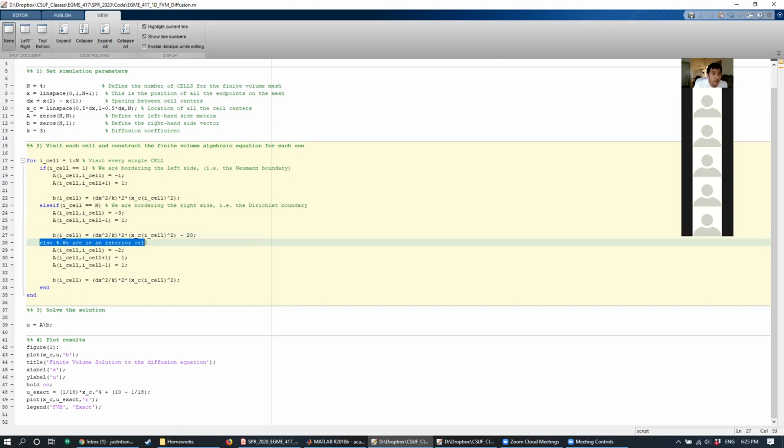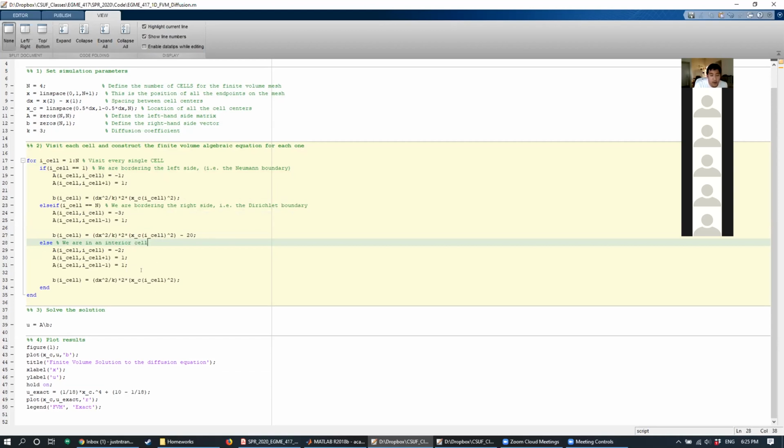All right. And then finally, we have the else statement. So the else is going to be, remember, the catch-all. So if we're not at the left boundary or we're not at the right boundary, then the only other place that we can be is on the interior. Okay, so that's what this says right here. So else, we are on an interior cell.